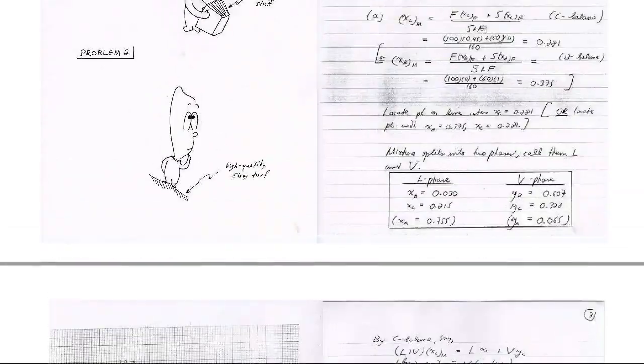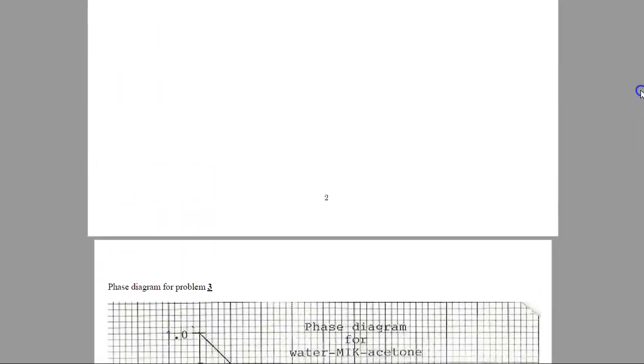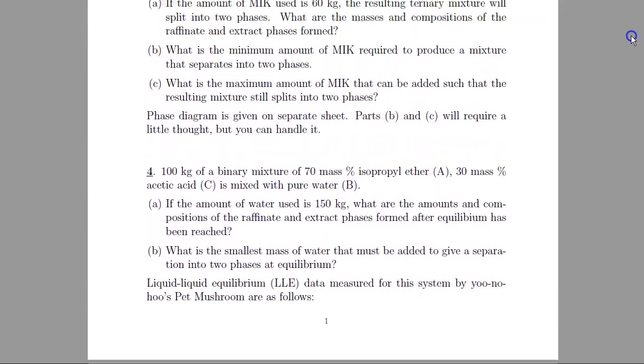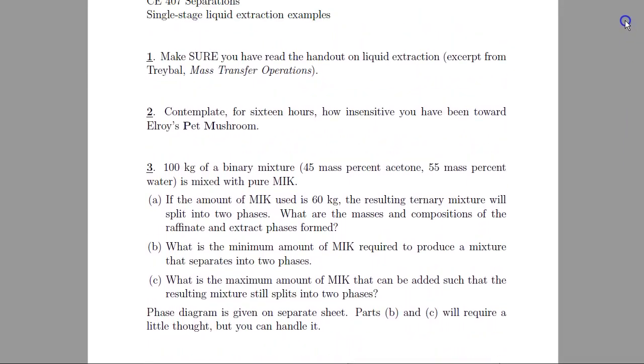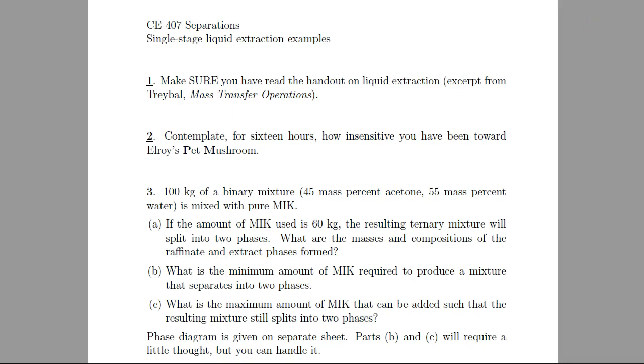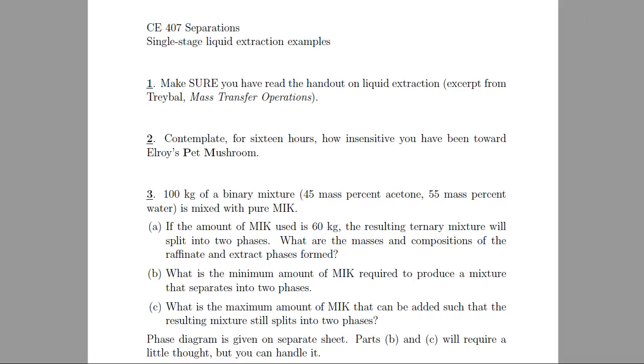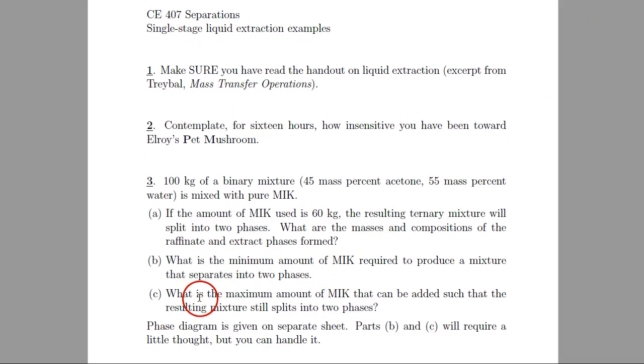Now let's go back up to the problem statement and look at these interesting parts B and C. This is kind of new. Part B says, what is the minimum amount of MIK required to produce a mixture that separates into two phases? And part C says, what is the maximum amount of MIK that can be added such that the resulting mixture will split into two phases? So what's going on there?